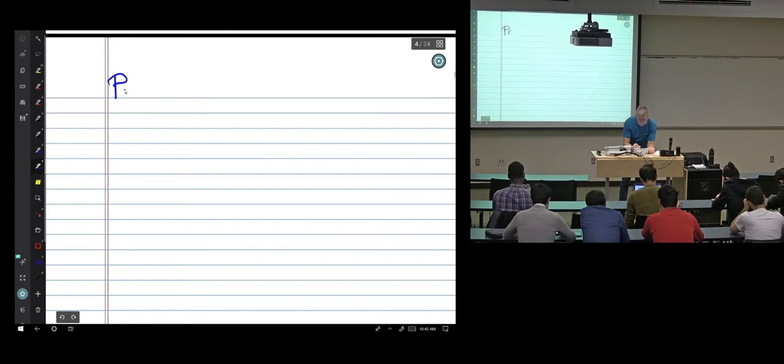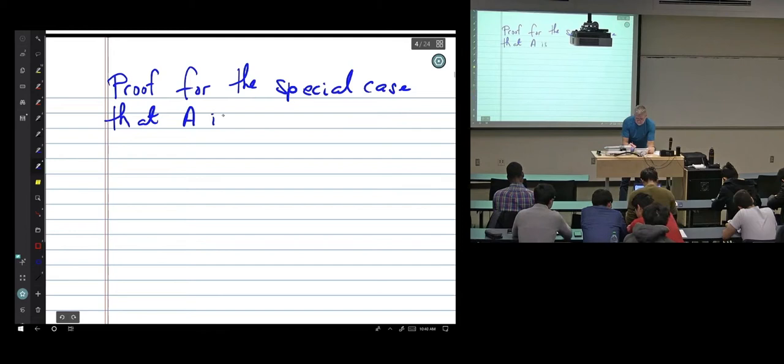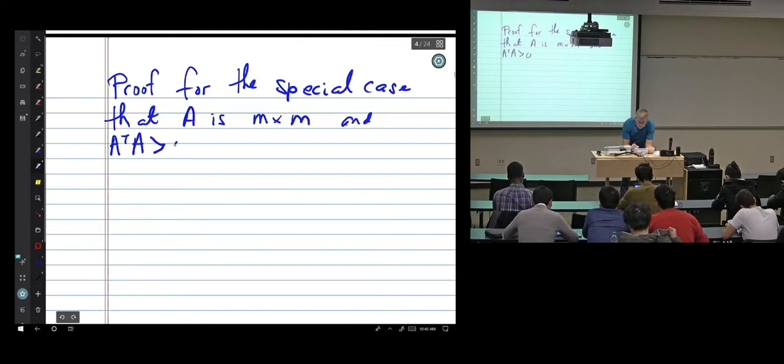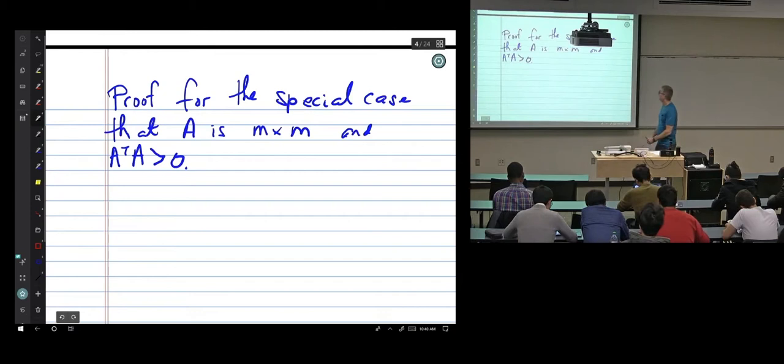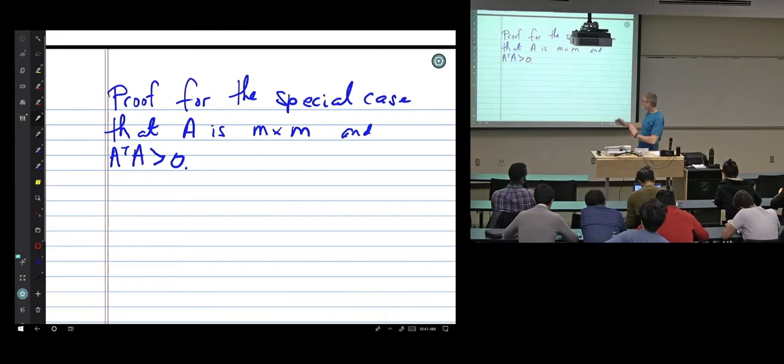Proof. I'm going to assume A is square, just to keep the notation as simple and clean as possible, and full rank. So A transpose times A will be positive definite. The general proof is given later in the handout. It's just a little bit of extra bookkeeping when A is not square and A transpose A is only positive semi-definite. You don't want to write down something and divide by zero. So we'll do this case.